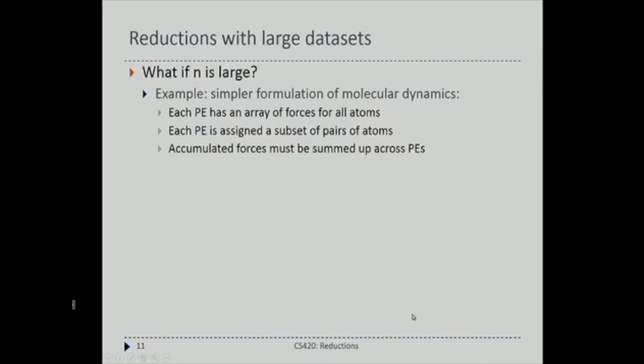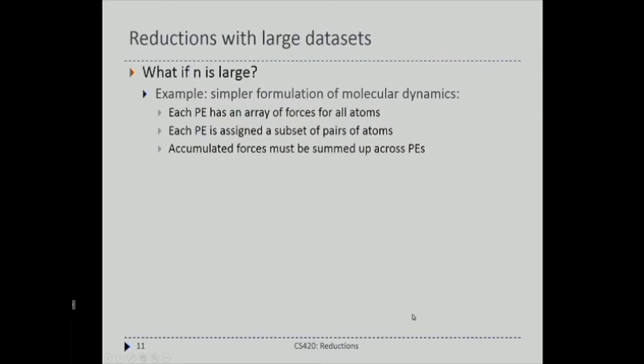So the case where n is large: an example of that is in that simpler molecular dynamics, the one that was not scalable, you're done with an atom decomposition or force decomposition, but every processor has a copy of the array of forces for all atoms. And let's say we just want to collect them. Let's say we want to add them up and get the sum on every processor is what we really want. But the simpler operation is just we want the result on one processor.